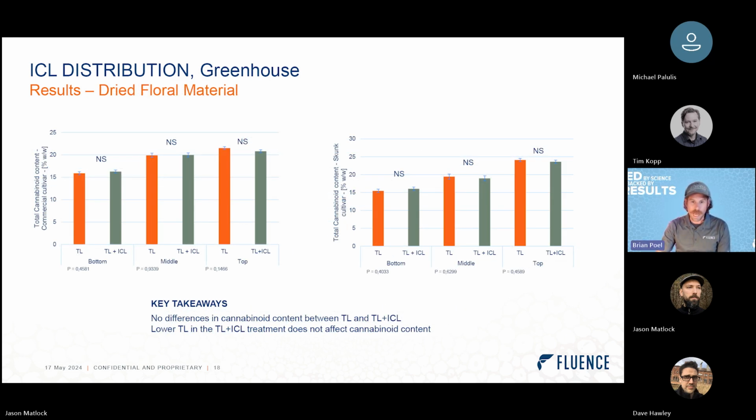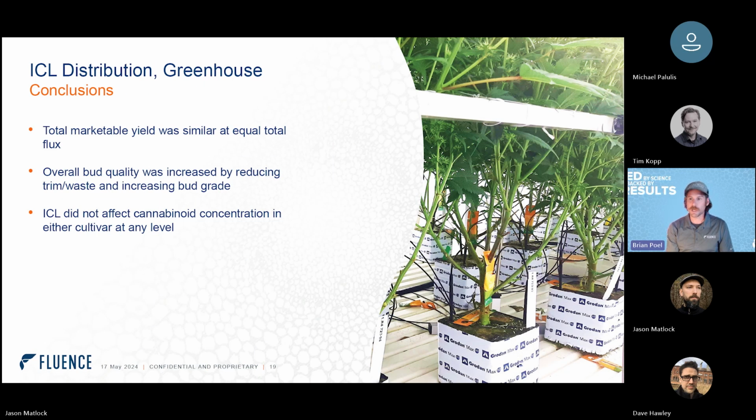Again, when we look at our cannabinoids, we're not seeing any difference when we deliver ICL. So in this case, we've got our commercial cultivar, and it's that same trend. Lower down in the canopy, less potency. And as you move up, you see higher potency. But we're not seeing an effect of ICL distribution in this case. So our conclusions are, again, we're not affecting total marketable yield, but we are improving the overall profitability of the canopy by moving Bs into As or Cs into Bs, or both. And we'll see the trend as we go that ICL is not affecting cannabinoid concentration anywhere in the canopy.